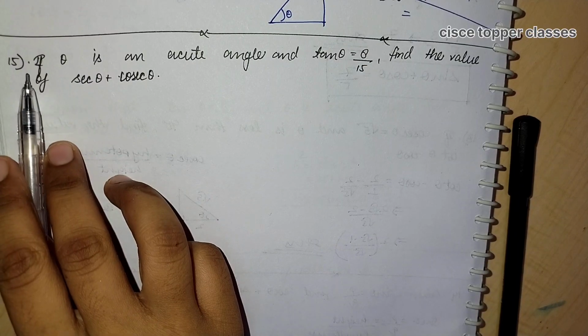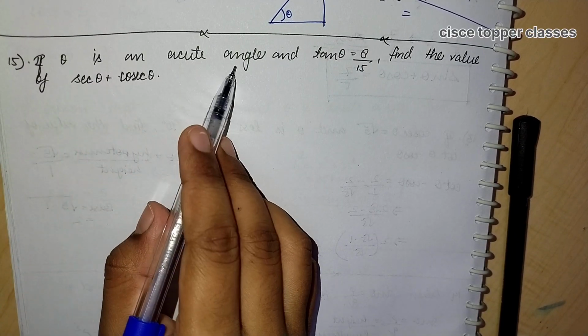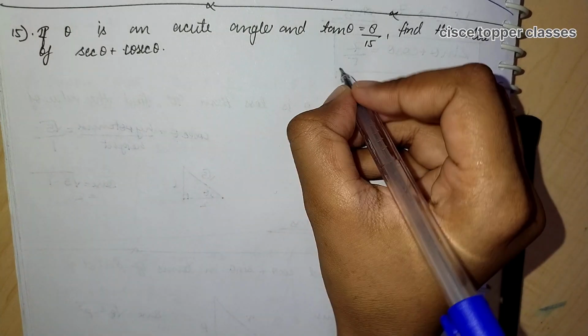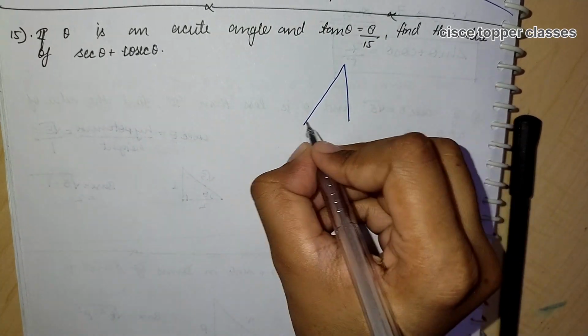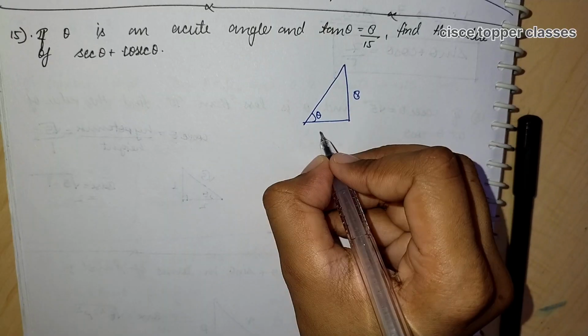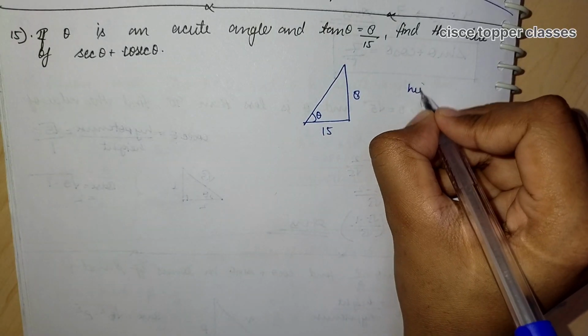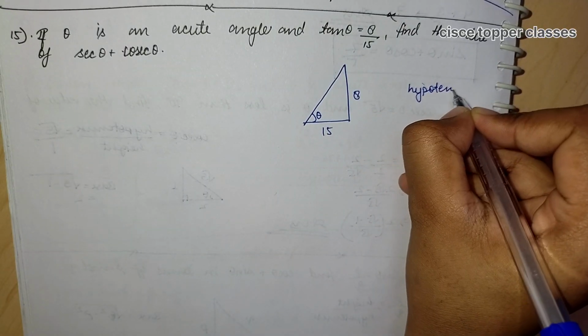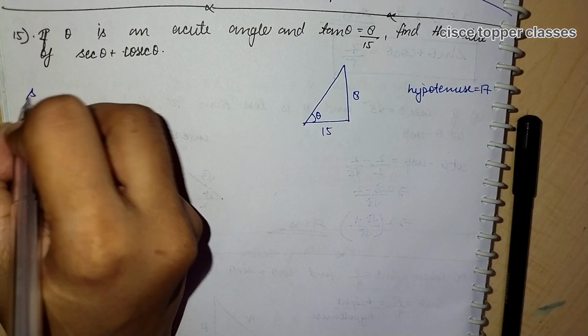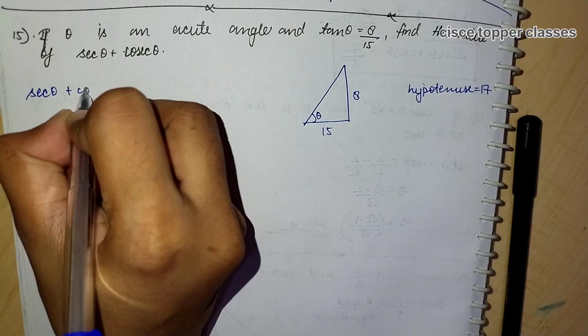Now let us solve here 15th question. If theta is an acute angle and tan theta is 8 by 15, then find the value of sec theta plus cosec theta. Let this be the triangle and this be the angle here, means this will be height by base. From that we can find the value of hypotenuse. So on calculating by Pythagoras theorem, this will be 17. So here we can find sec theta plus cosec theta.